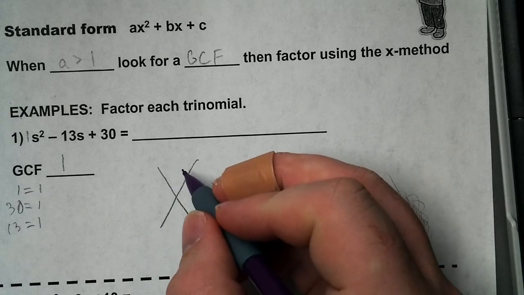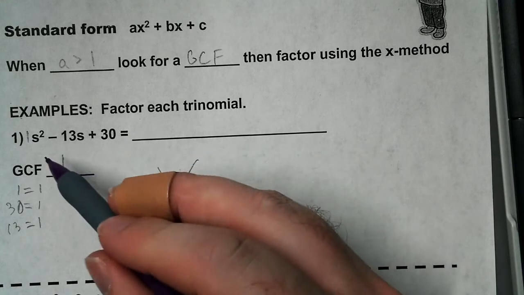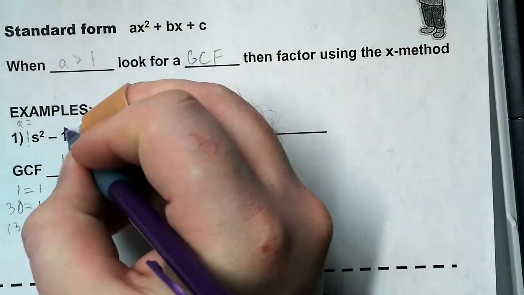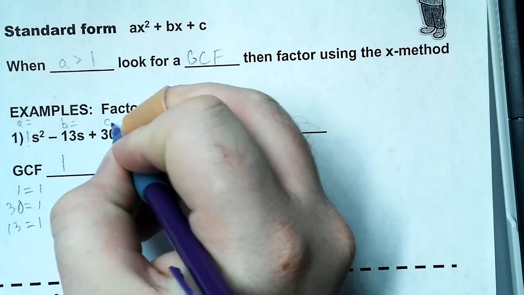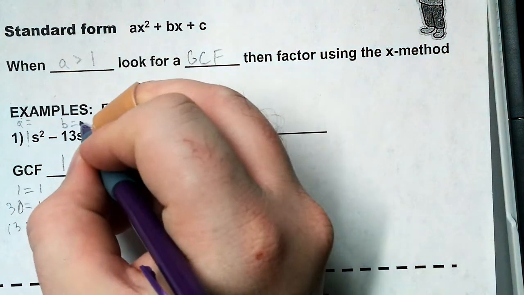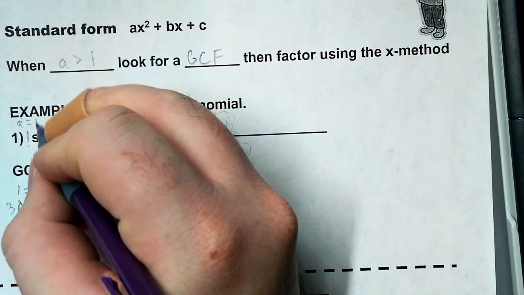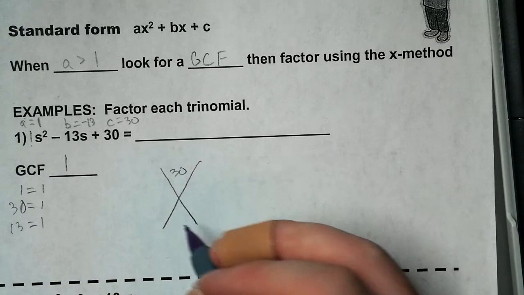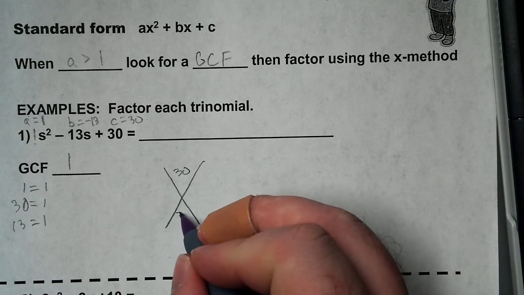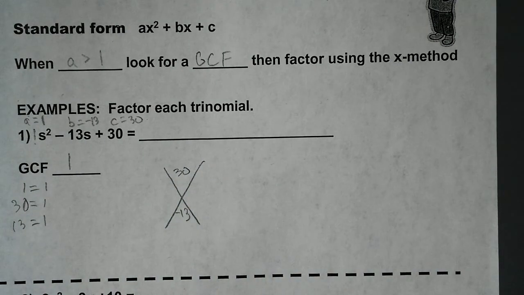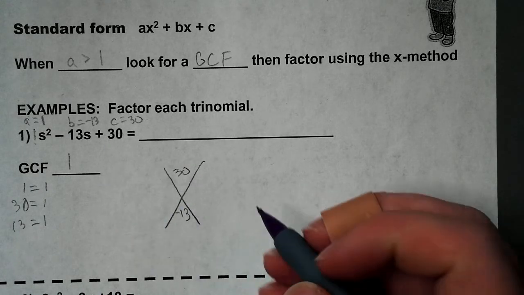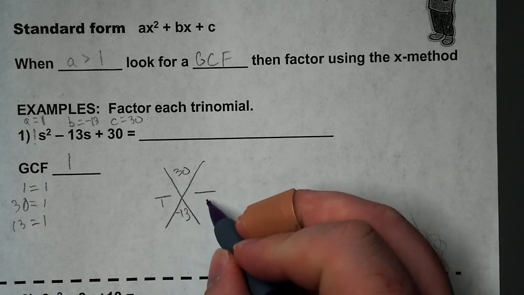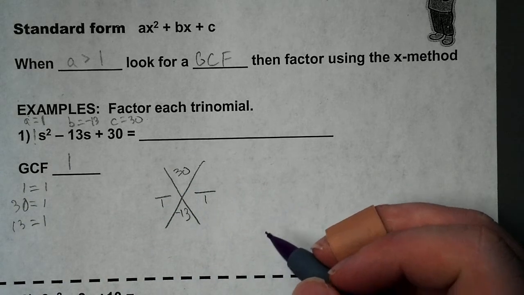Remember, the top of the x is going to be a times c. So let's label our a, b, and c. So c is 30, b is negative 13, and a is 1. So 1 times 30, which is 30. Now, our bottom goes the b value, which is just negative 13. Both of these, we're going to put these factors over a, which our a value is 1. And now let's factor it out.